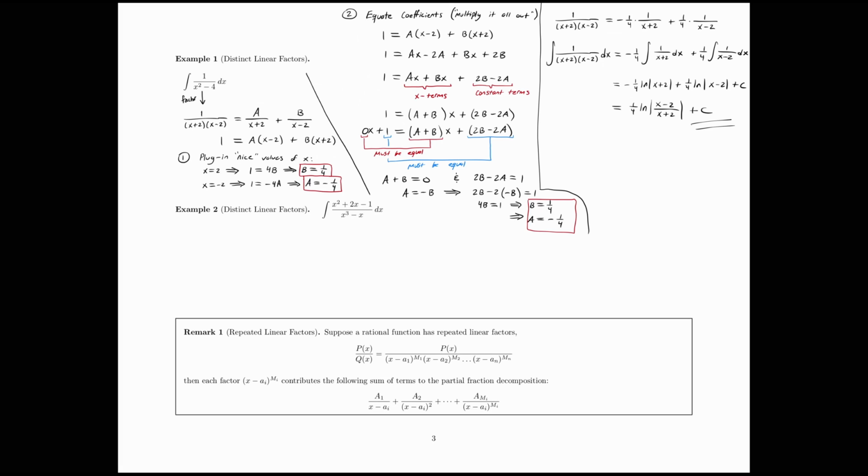Okay, let's take a look at example 2, distinct linear factors. We'll move a little bit faster this time when it comes to determining the actual coefficients themselves, since we saw in the previous video, in the previous example, these two methods for determining the coefficients. This one will be faster.